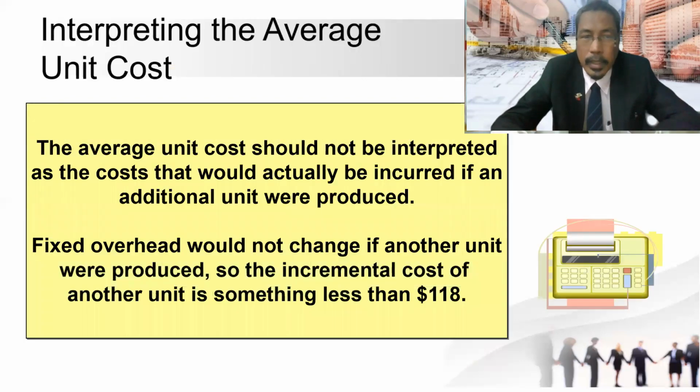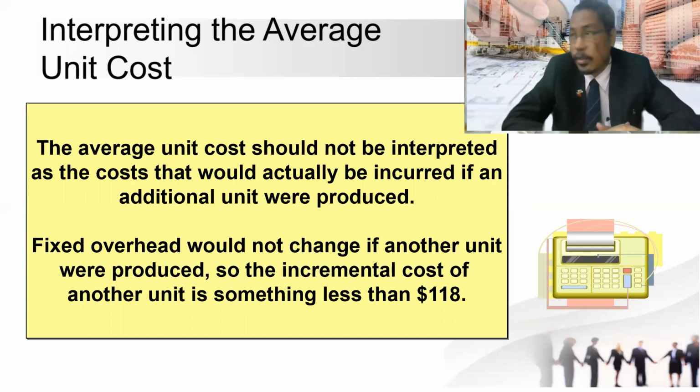Interpreting the average unit cost. The average unit cost should not be interpreted as the cost that would actually be incurred if an additional unit were produced. That is our common interpretation. Fixed overhead would not change if another unit were produced. Okay? Because it is fixed. There are fixed overhead. So if we produce more, the unit cost would decrease.